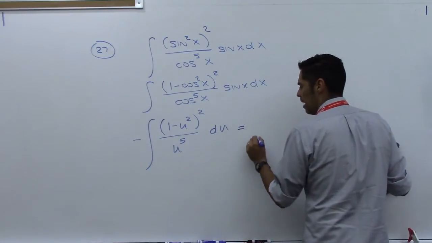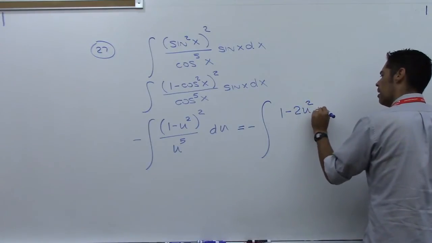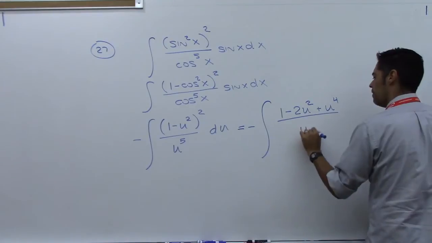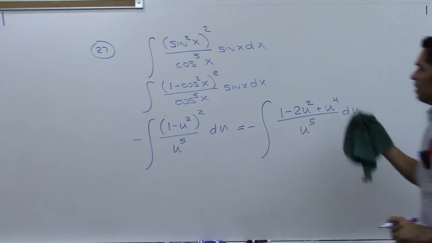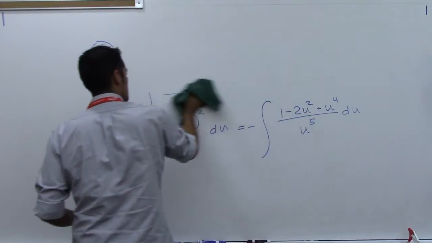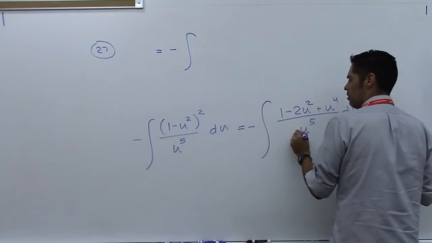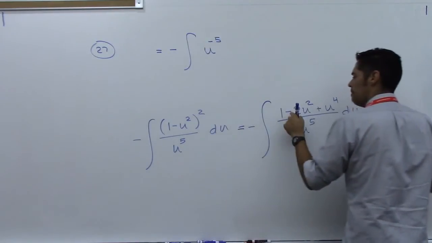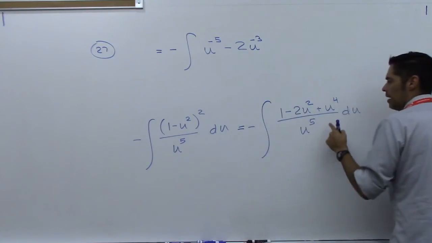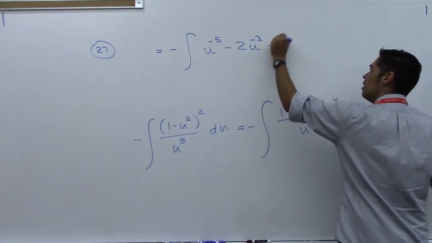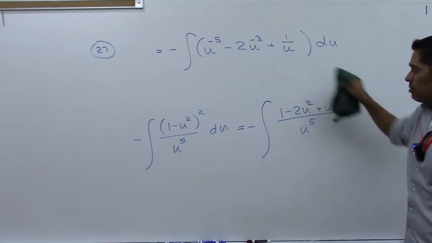Got to get all these things so I can use power rule. So here's negative integral. Expand that out: 1 minus 2u squared plus u to the fourth over u to the fifth du. And then I can split this up into three separate terms, or three separate fractions if you like. It'll be equal to negative integral, let's see, 1 over u to the fifth is u to the negative 5, minus 2, and then u squared over u to the fifth is u to the negative 3, and then plus u to the fourth over u to the fifth is 1 over u. I'm writing it as 1 over u instead of u to the negative 1 because it's easier for me to recognize that the antiderivative of that's natural log.